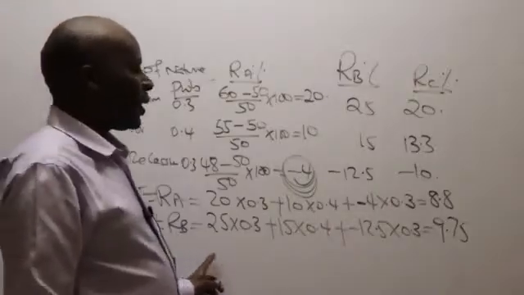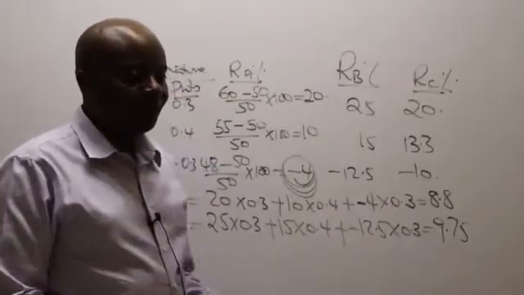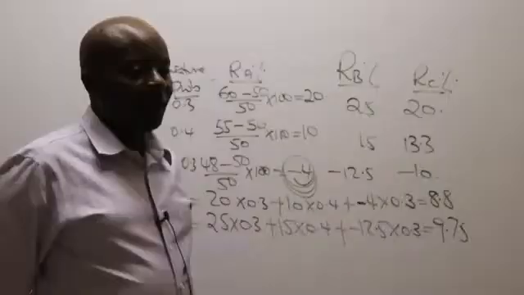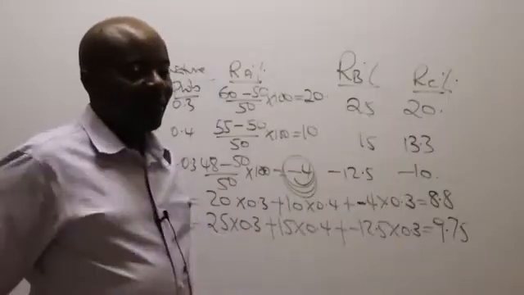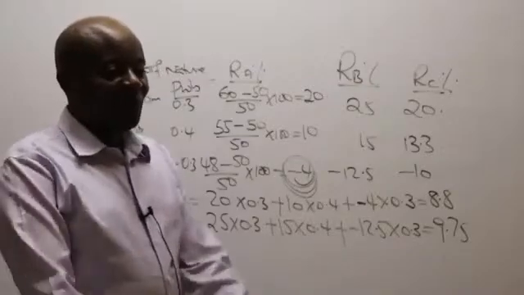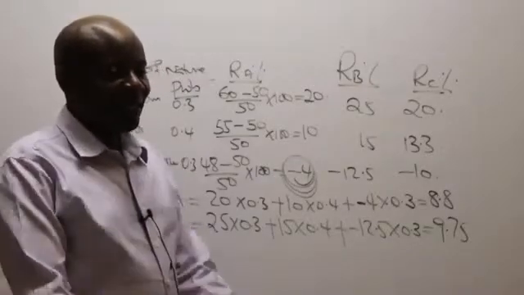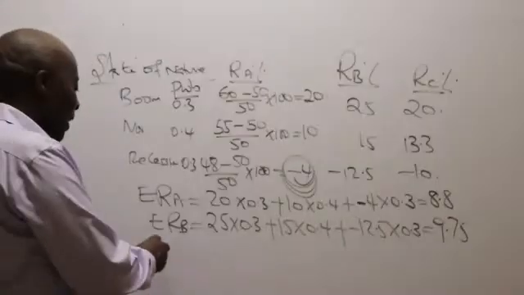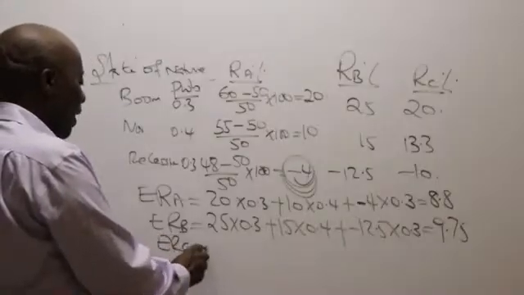How about the expected returns of B, 9.75? Is it correct for B? Yes. Then we go to the expected returns of C.